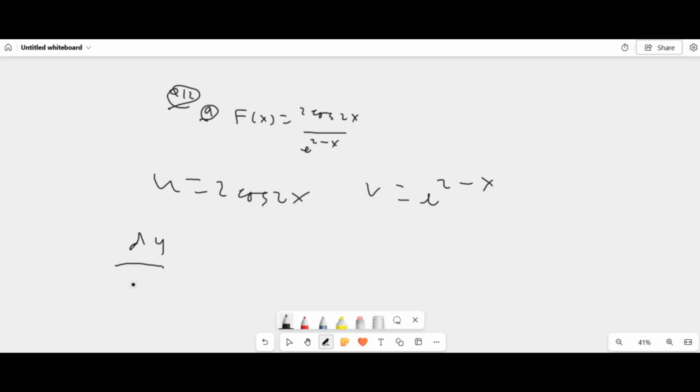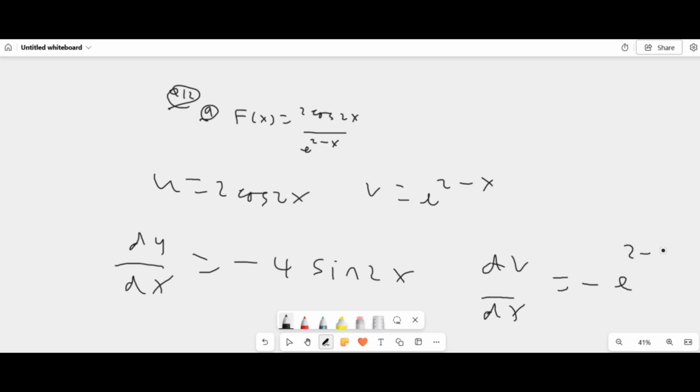Differentiate that: du over dx is going to be equal to minus, bring the 2 outside, that's 4 sine 2x here. Find dv over dx, so differentiate that. That's going to be minus 1 inside, differentiate times outside is going to be negative e, and then the inside is going to stay the same, so we just get that.